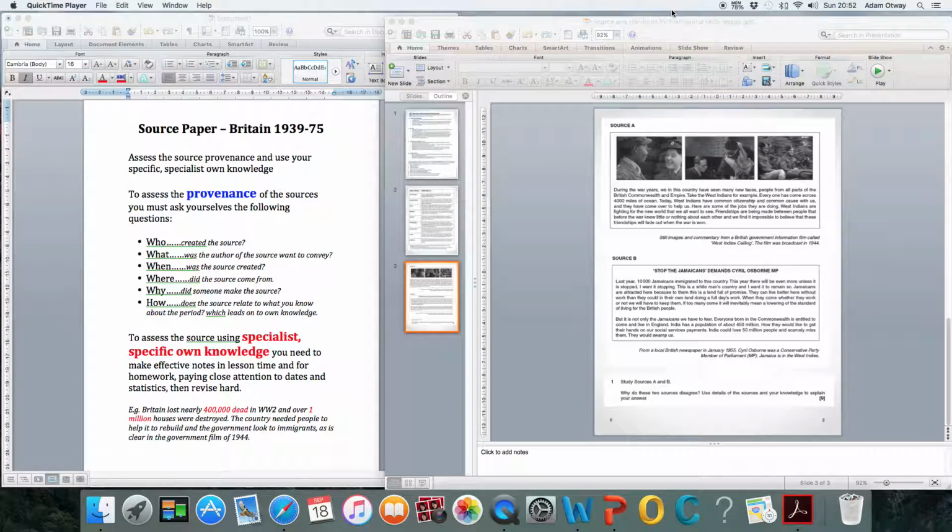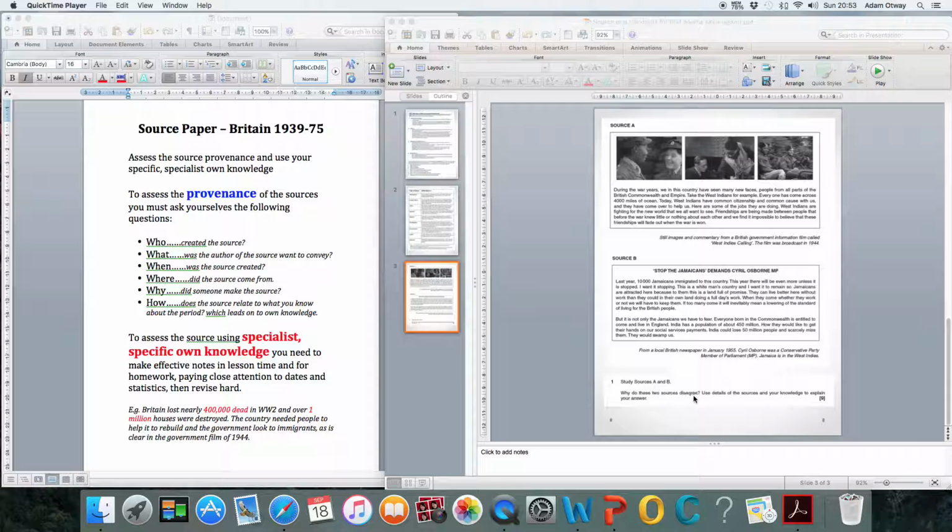Okay, here we go. Mr. Otway talking fairly quietly because his little boy's in bed to tell you about the source paper and your first tutorial. As you can see down here, we're looking at question number 1. Why do these two sources disagree?